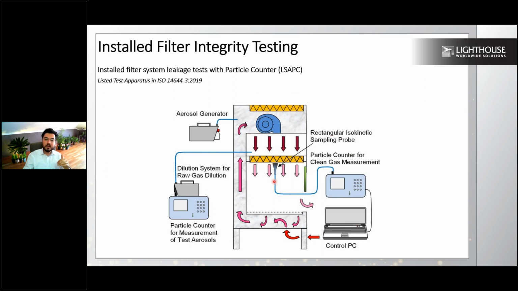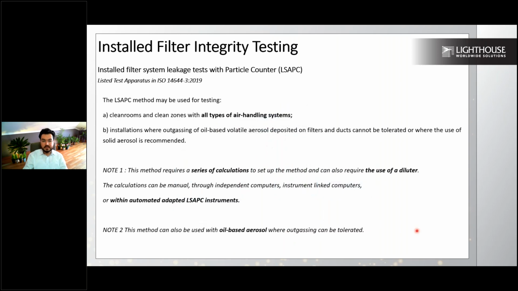Another one, scanning the downstream side. You have the second particle counter, which you are using to scan the surface of your HEPA filter in order to define the leak points. All this raw data is connected to your control PC, and after that, you will be making a lot of calculations through this raw data.